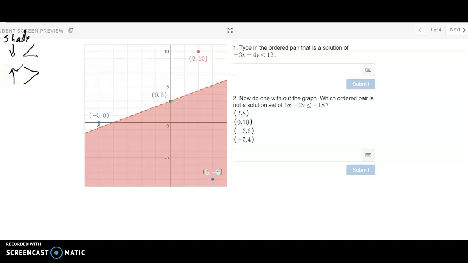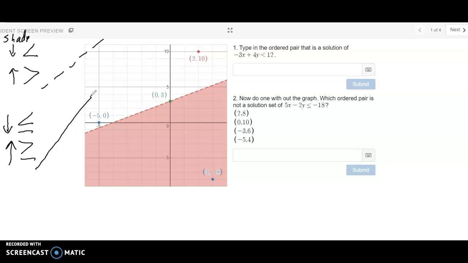Also, if it's a less than or greater than, these guys have a dashed line. So if it's on that dashed line, like this 0, 3, it is not part of the solution. The other symbols we have are less than or equal to and greater than or equal to. Again, we still shade below on the less than or equal to. We shade above on the greater than or equal to. But these lines are going to be solid, and those are part of the solution. So we're going to go ahead and get started.